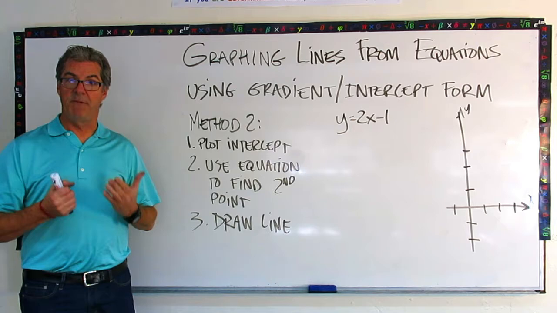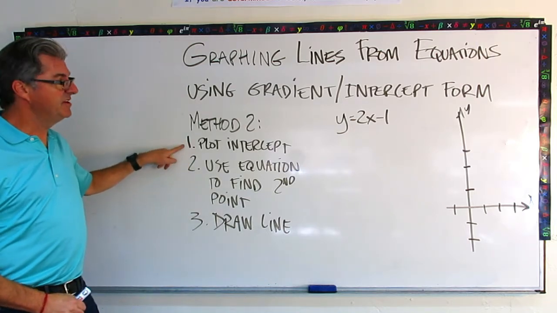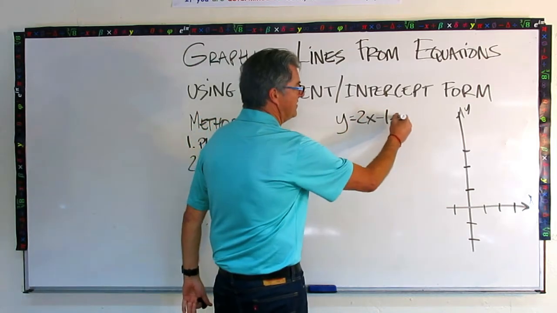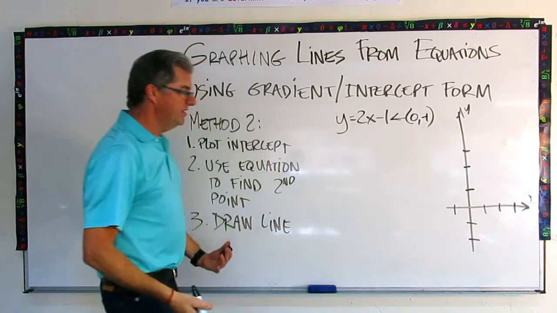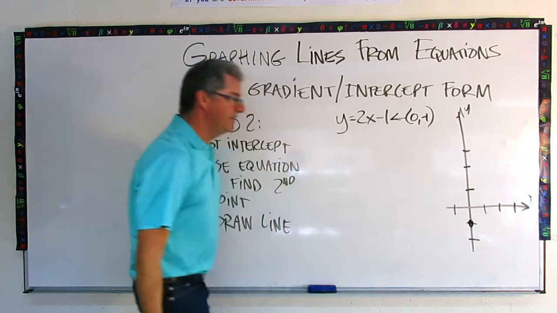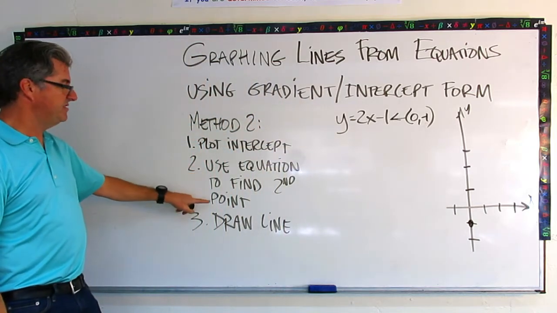Okay, let's take a look at method 2. Same first step: plot the intercept. We've put up a new equation here. So here's our intercept right there. It's -1, or the point (0, -1). Let's plot that. That's right down here. We've done step 1. Now step 2, use the equation to find the second point.